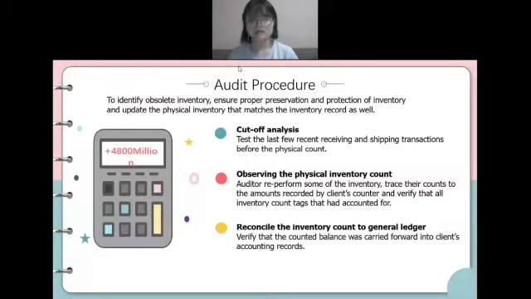Third is reconciling the inventory count to the general ledger. We need to compare the value from the inventory count to the value recorded in the general ledger. We need to trace the value. This is very important because the value needs to be accurately and completely recorded in the ledger.